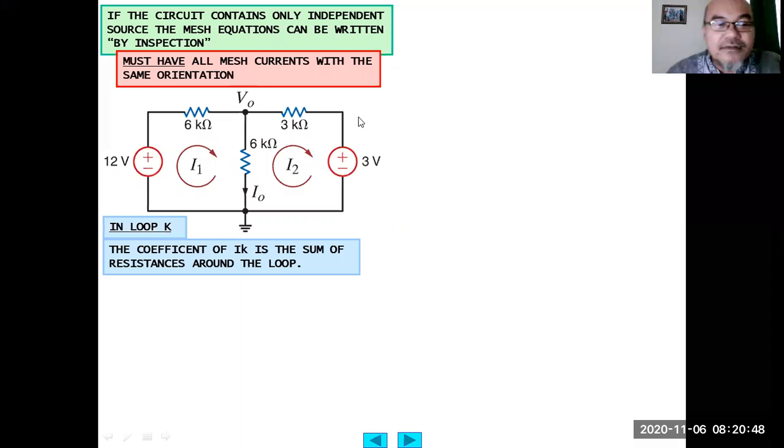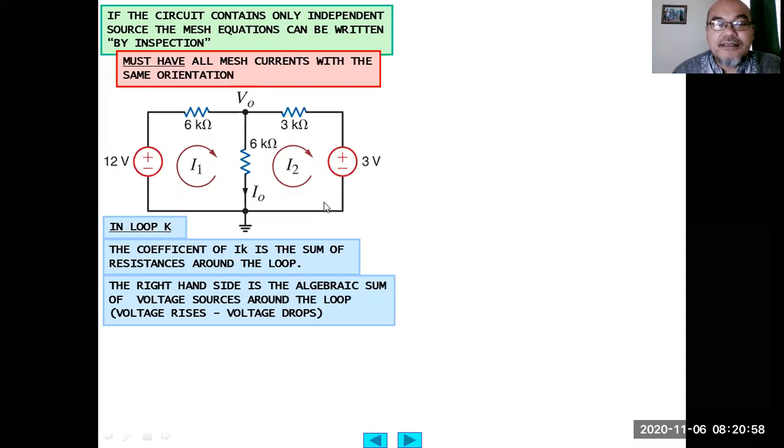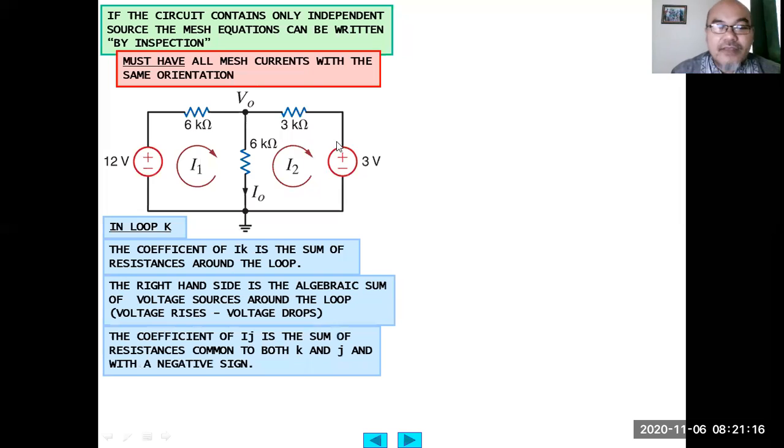Then in loop K, the coefficient of IK is the sum of the resistances around that loop. The right hand side is the algebraic sum of voltage sources around the loop, which is equal to voltage rises minus voltage drops. So you put the value of the independent voltage source on the right hand side of the equation. The coefficient of Ij is the sum of the resistances common to both K and J, with a negative sign.